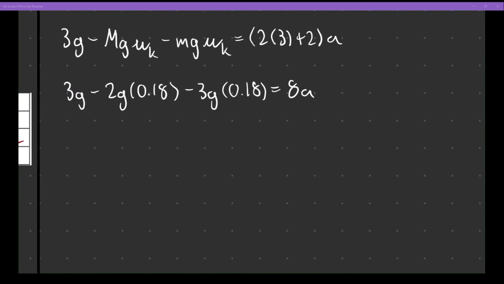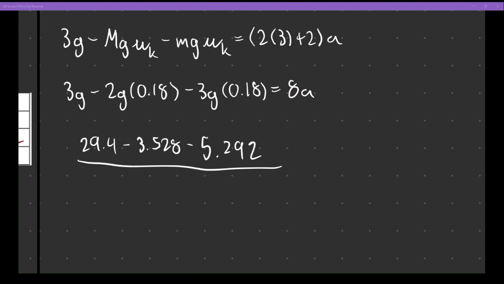Now 3 times g is 29.4. 2 times g times 0.18 is 3.528. And then 3 times 9.8 times 0.18 is 5.292. All that divided by 8. Putting that all into your calculator.